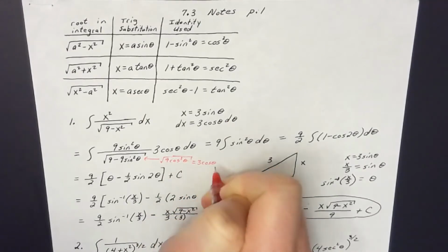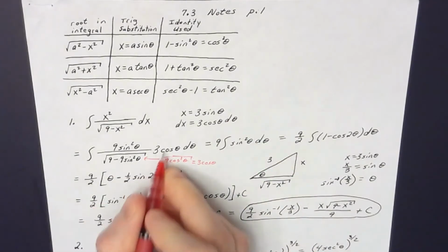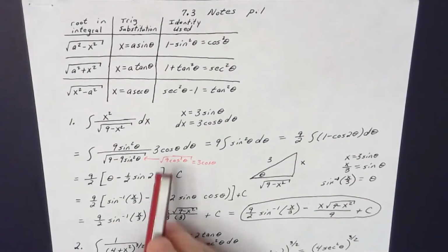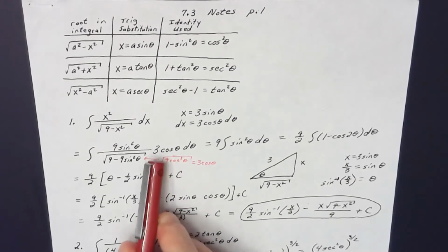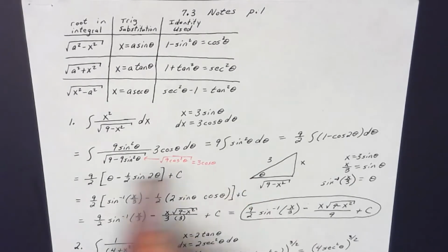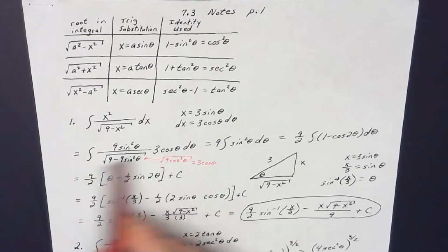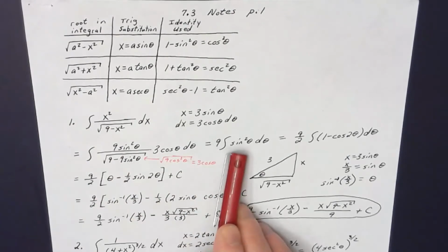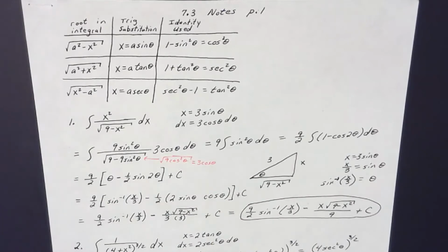And notice that 3 cosine theta is going to cancel with the 3 cosine theta that I was multiplying by in there. So then my next step simplifies gorgeously. I can say from here to here, all I'm doing is canceling out the 3 cosine thetas, bringing out the factor of 9, and then I have the integral of sine squared theta.